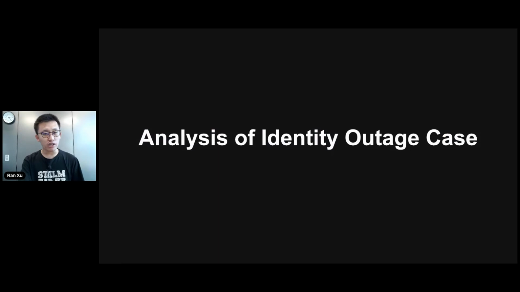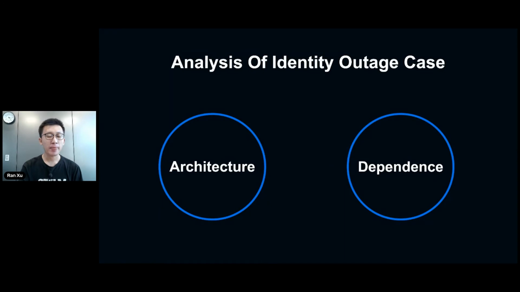Knowing the issue and the impact of the previous outages, there is no doubt we have to find a fundamental way to improve it, right? But before we take any action, we want to analyze the previous outages first, so that we can identify the real problem behind them. I will share our analysis results from two perspectives. The first one is architecture, the second one is dependence.